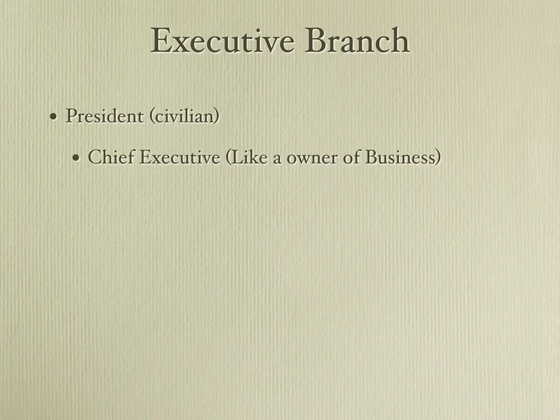So let's delve in just a little bit more closely on the executive branch. The head of the executive branch is a president, and they are a civilian. They are like a chief executive in many ways, like you could kind of say in some ways like the owner of a business. They control the federal government. They have no jurisdiction within state governments, but they control the branches of government within the executive branch.